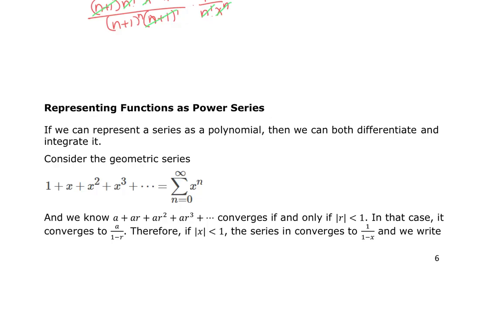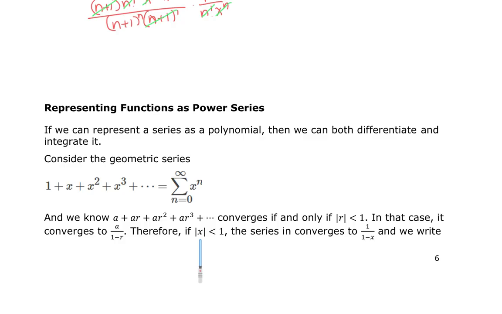Now, if we can represent a series as a polynomial, then we can both differentiate and integrate it. So consider this geometric series. We know that a plus ar plus ar squared plus ar to the third converges if and only if the absolute value of r is less than 1. And in that case, it converges to a over 1 minus r, because that's what it converges to for a geometric series.